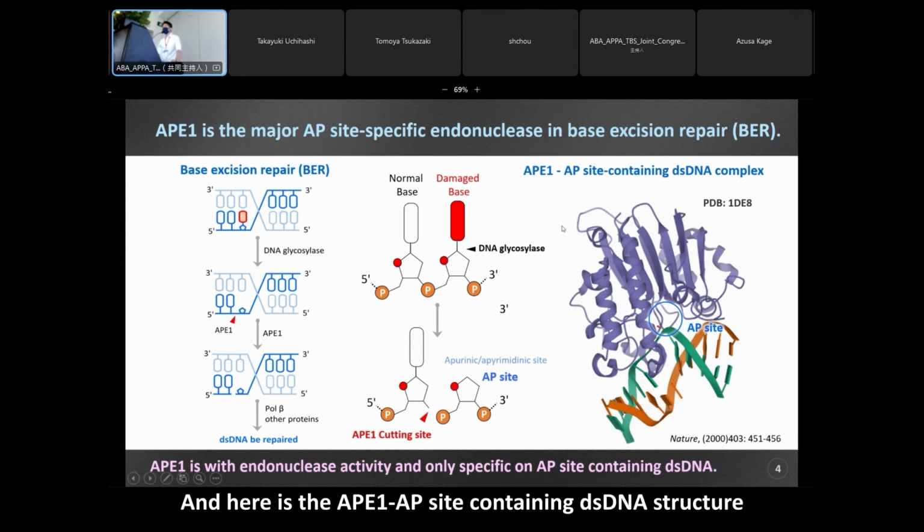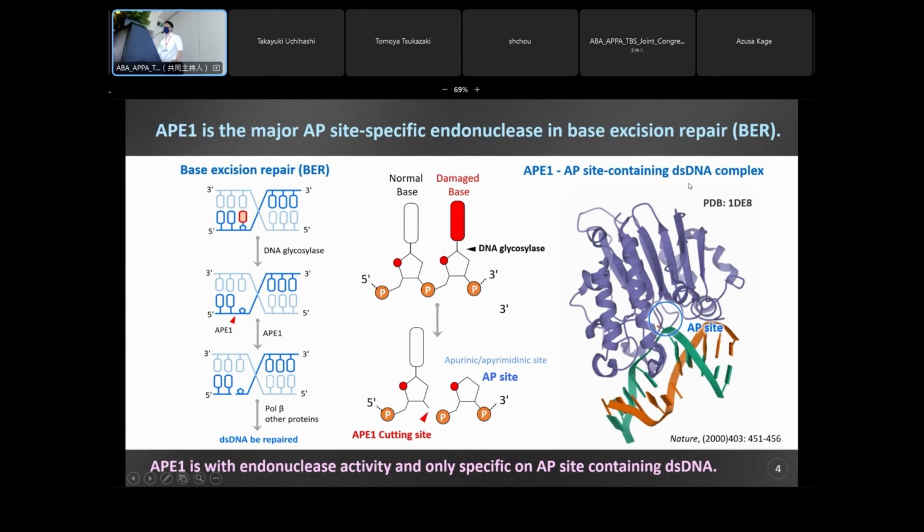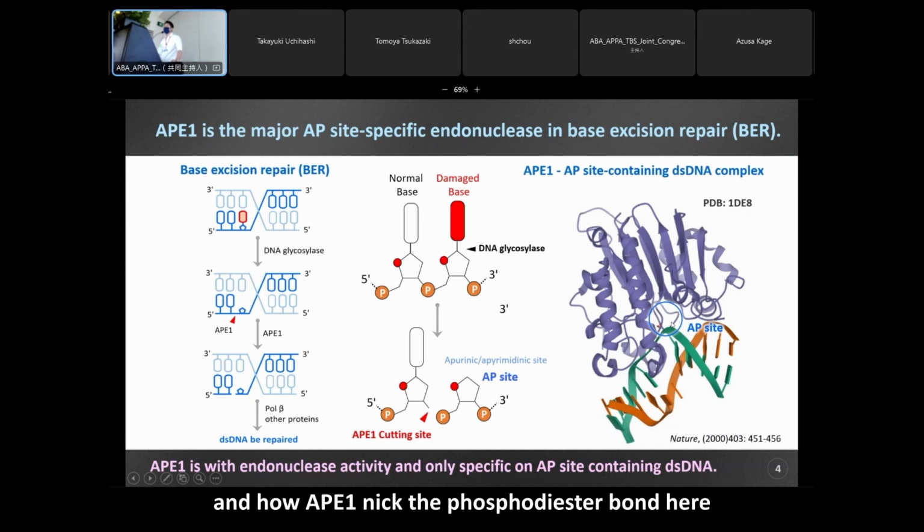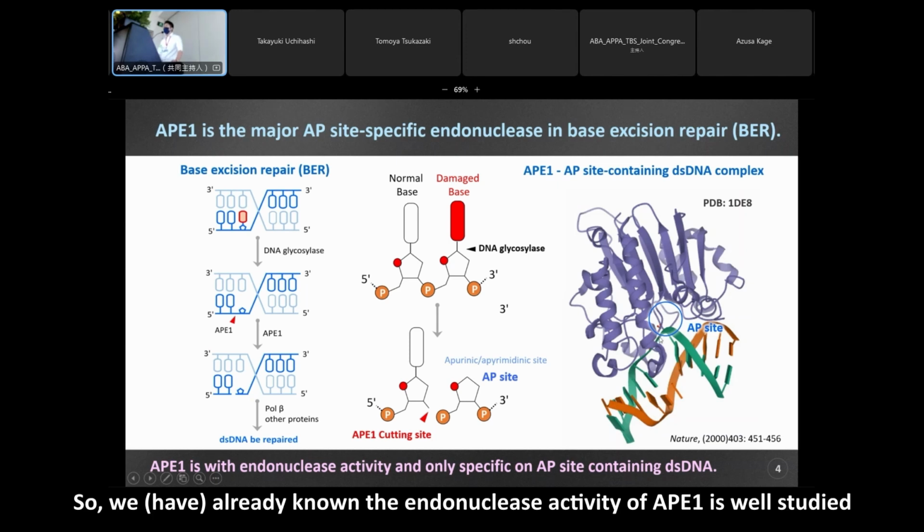And here is the APE1 AP site containing double-strand DNA structure. The structure clearly shows how APE1 recognizes the AP site containing double-strand DNA and how APE1 nicks the phosphodiester bond here. So we already know the endonuclease activity of APE1 is well studied.